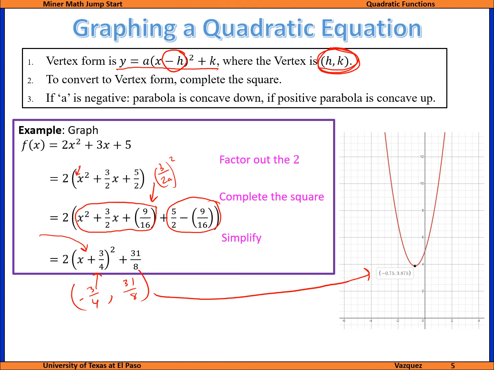And then it's just a U shape going up. Why is it going up? Well, that only happens because this 2 is positive. Whatever number is a, if a is positive, then it goes up. If it's negative, then it goes down like this.